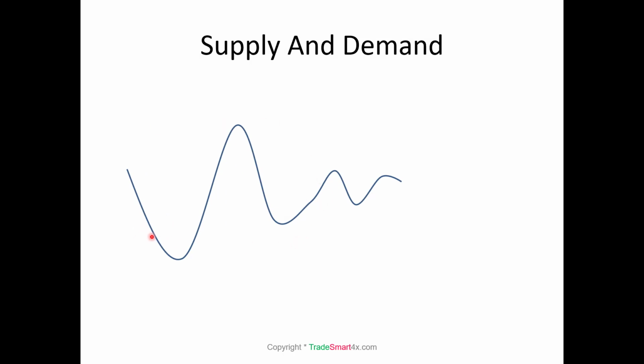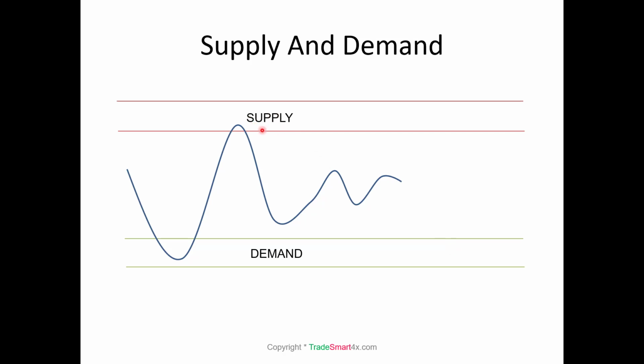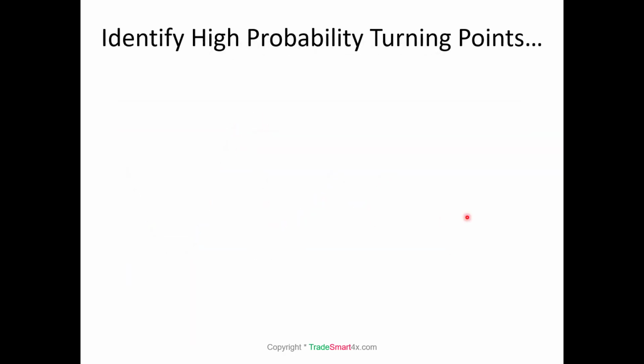You want to look for areas in the market and not all areas are equal. This is why you need to go into this in more detail. So I'm going to share with you the basics here. You want to look for turning points in the market, significant turning points, and mark out areas of demand or significant supply areas where there's a big turn to the downside. So your job is to identify high probability turning points.